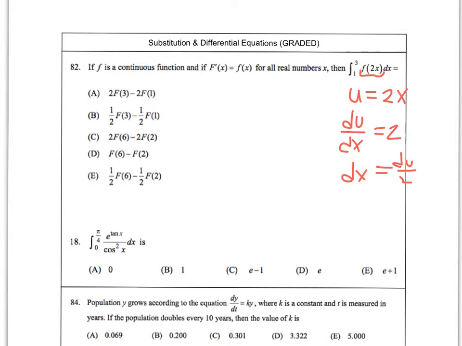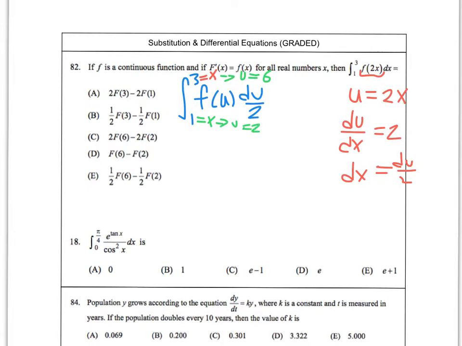So when I plug this in, we're going to get some fun calculus, we get f of u, and then we've got du over 2. The other piece that we can change here is the bounds. If I convert 3 to u, we said that u is equal to 2x, so u would be 6. And for the bottom, if x is 1, that means that u would be 2.